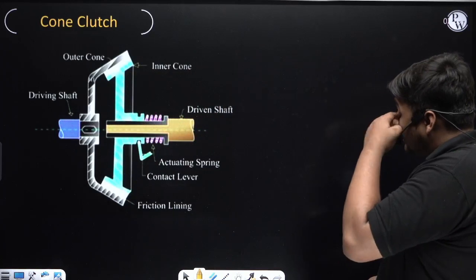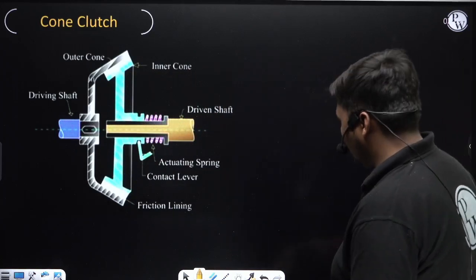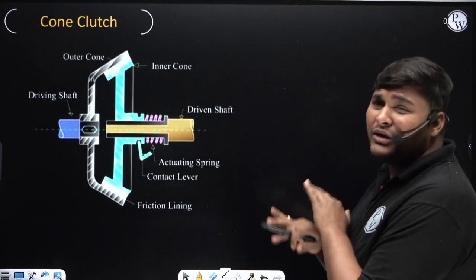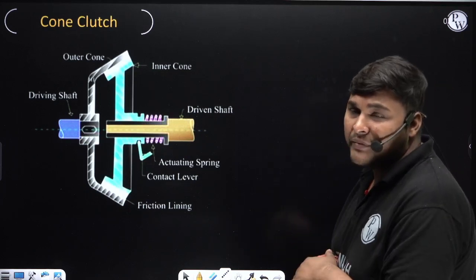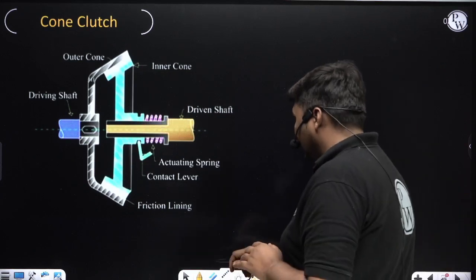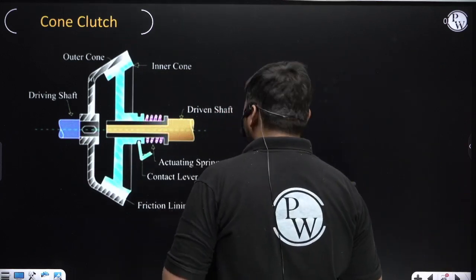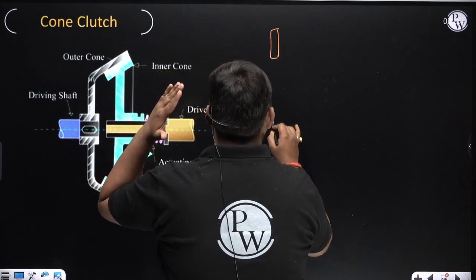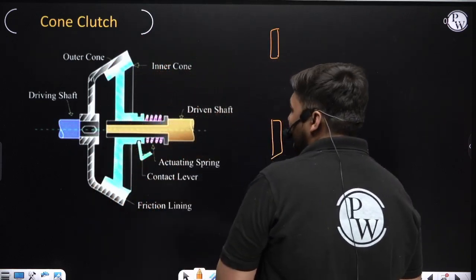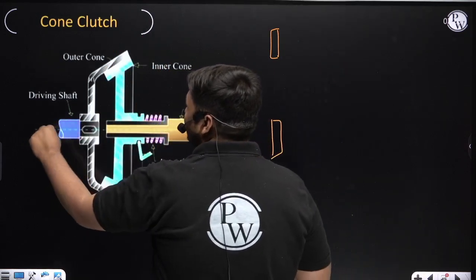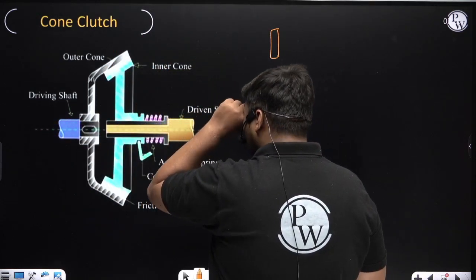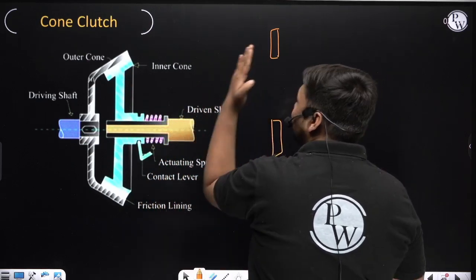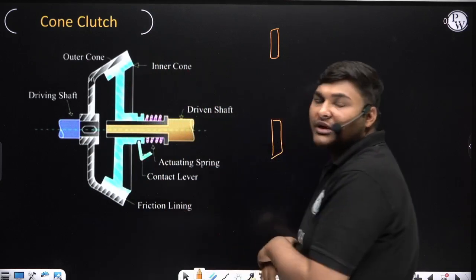So this is the schematic diagram of a cone clutch. Now, if you have understood the plate clutch, then the cone clutch is also very simple for you. The only difference is that in a plate clutch, this contacting surface was like this. Means, can I say in a plate clutch, this is the longitudinal axis of the shaft. So, can I say in a plate clutch, the friction surfaces are perpendicular to the longitudinal axis of the shaft.